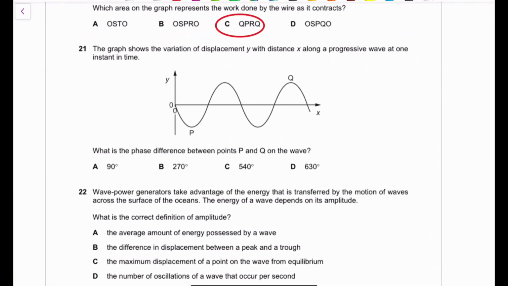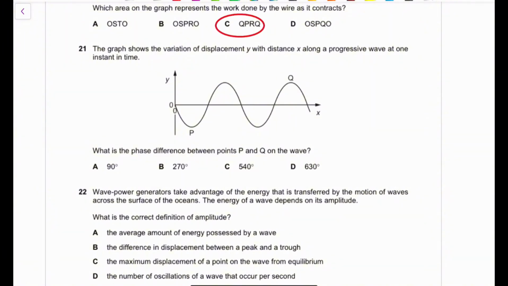The diagram shows the variation of displacement Y with distance X along a progressive wave. So we've studied waves, very important topic. It creates a lot of marks, more than 10 marks at times. So you have to really know a lot of concepts when it comes to waves. So you've been asked to find the phase difference between points P and Q. So basically, phase difference is a measure of how much one particle is out of phase of another, right? How much it lags or leads behind another particle, or one wave leading or lagging behind another wave.